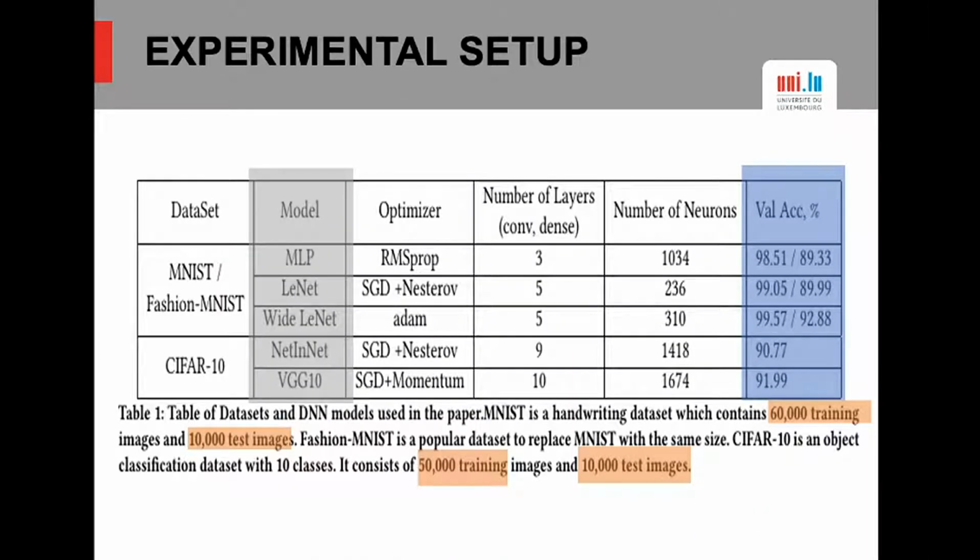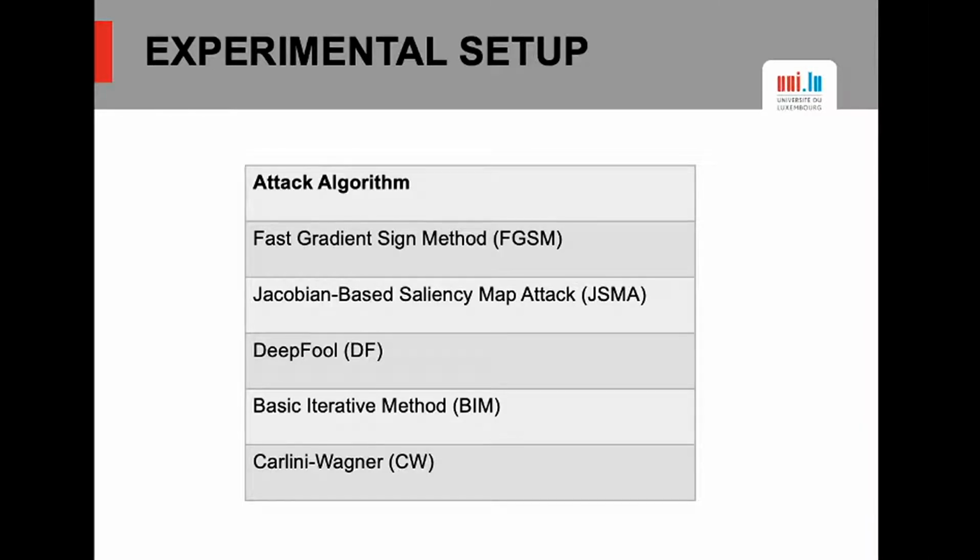The table summarizes the dataset, the model, the model size, and the model optimizer we use. The last column is the validation accuracy of each model. In our work, we consider 3 datasets: MNIST, Fashion MNIST, and CIFAR-10. MNIST is a handwriting dataset. Fashion MNIST is the same size as MNIST. CIFAR-10 is an object classification dataset with 10 classes. We use 5 models: MLP, LeNet, Modified MLP with modules, NetInNet, and VGG. To craft the adversarial data, we use 5 adversarial data generation algorithms. The table shows the algorithms we use in our work.